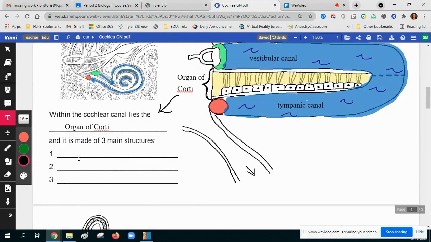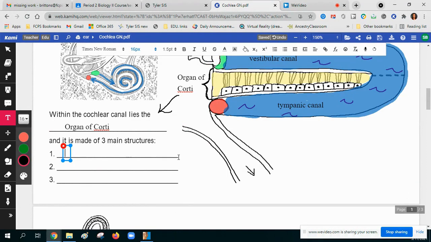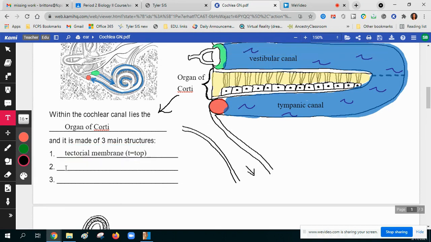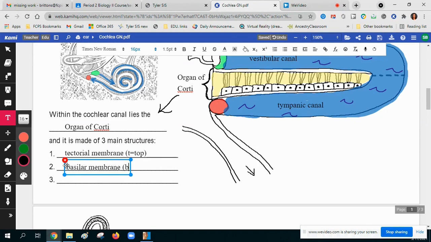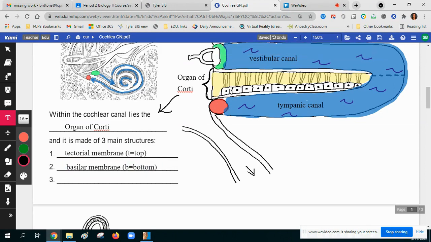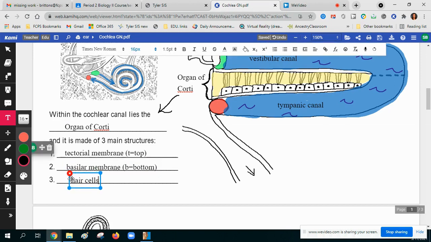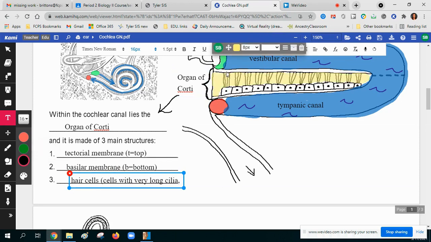Membrane, hair cell, membrane. So the upper membrane is called the tectorial membrane. And I remember that it's upper because tectorial, T for top. The bottom membrane underneath is called the basilar membrane, and I remember that B is for bottom. And then stretched between the two are the hair cells. And I'm going to go ahead and color a couple of the hair cells in just a minute so you can understand what they are. Remember, those hair cells are not real hair. They're just cells with really long cilia. And the cilia, as you can see, is embedded into the tectorial membrane.